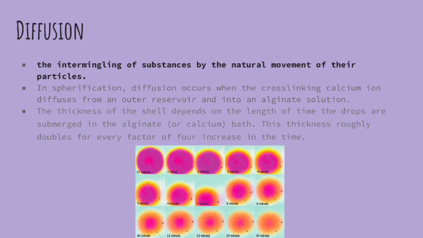The thickness of the shell or membrane depends on the length of time that the drops are submerged in the alginate or calcium bath. As you can see in the picture, that yellow or orangey part represents the membrane or shell, and as time increases, the shell gets thicker and thicker. This is especially true in direct spherification. As you can see in the picture, the longer that diffusion gets to occur, the thicker the membrane is going to be.